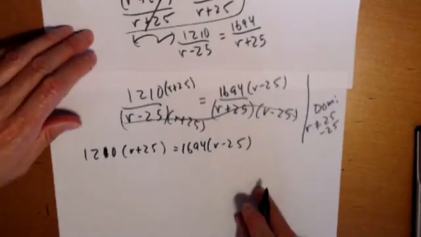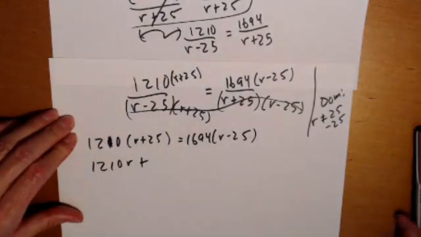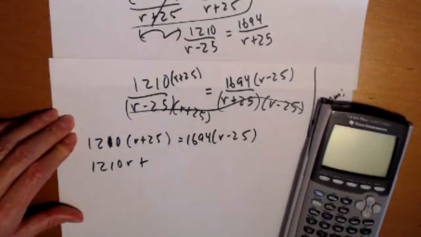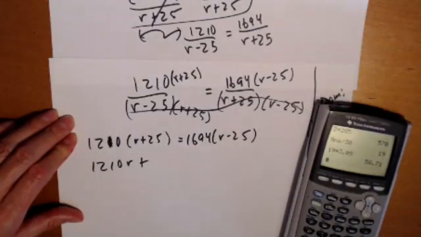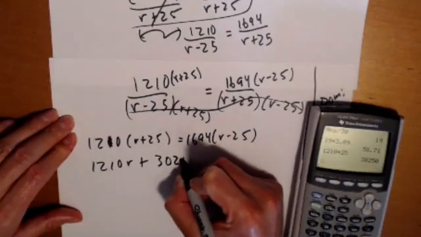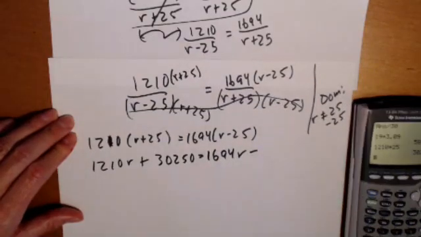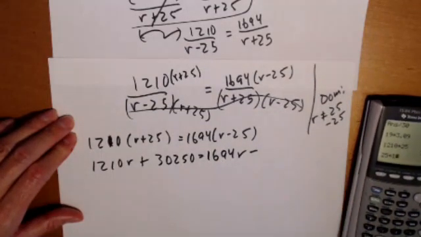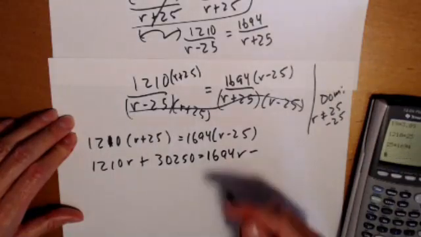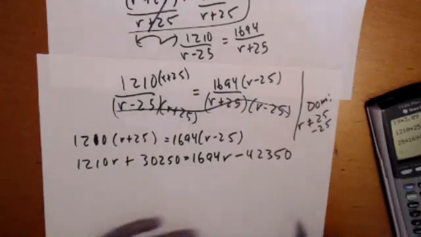Next one's going to make more sense. You'll see the pattern. So this is 1210r plus 25 times 1210. 25 times. You've got to turn your calculator on, otherwise it's worthless. 1210 times 25. Oh my lordy. 30250 equals 1694r minus 25 times 1694. Oh my gosh. 42350.